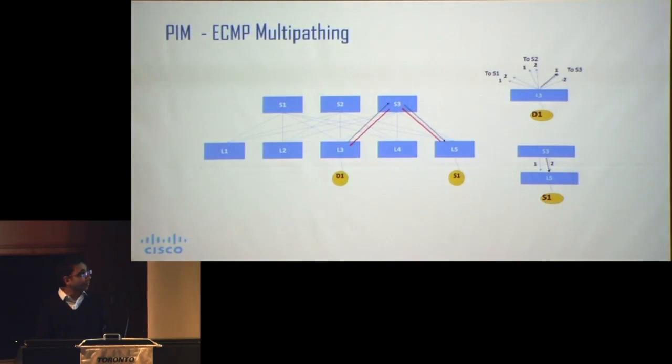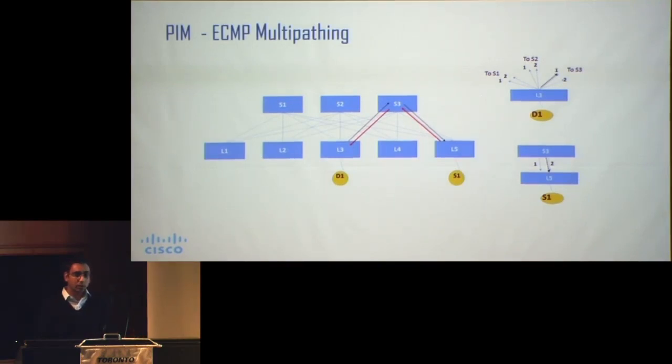So how does PIM work? PIM has something called ECMP multipath. What that means is there can be multiple ways of reaching the source in the fabric, right? What PIM will do is actually do an ECMP hash of all those paths and just pick one path over the other using a hash function.